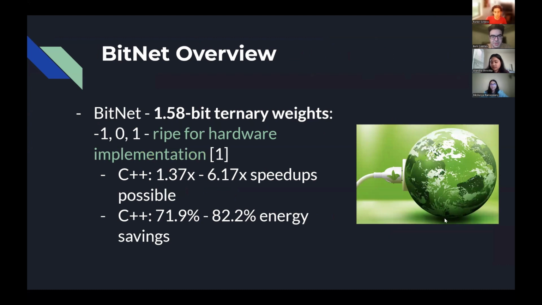Enter BitNet, Microsoft's framework for a 1.58-bit LLM with ternary weights of values -1, 0, and 1. By substantially reducing the bit width of the weights in this way, the size of the model can be greatly reduced, leading to impressive speedups as well as real energy savings.